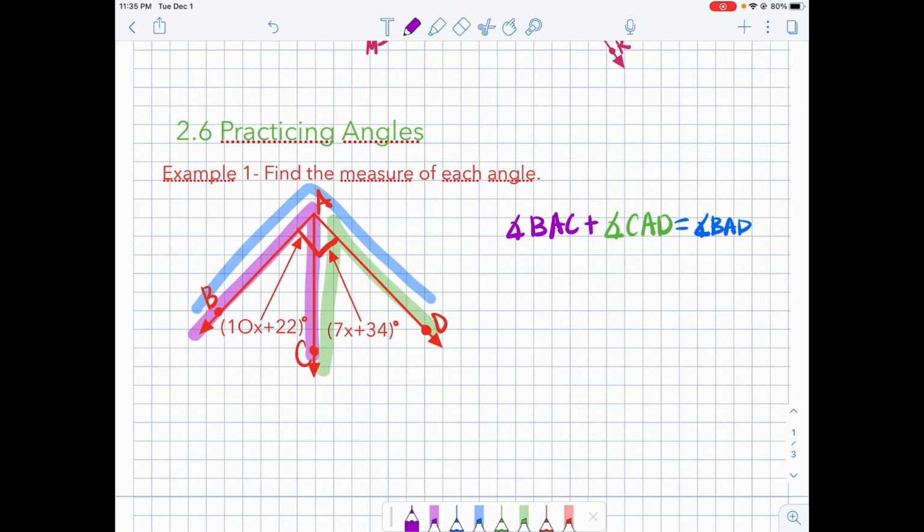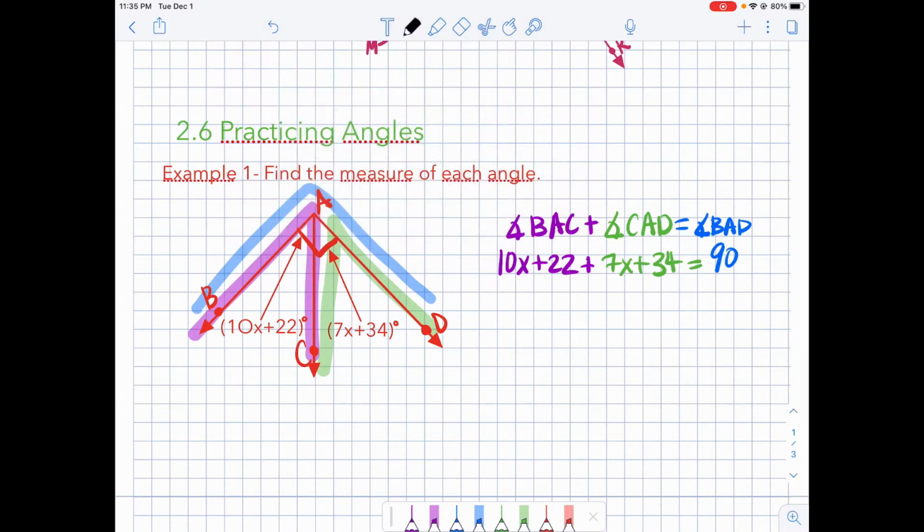All right, I believe that gave you enough time to do the problem, so let's begin. You should get 10x plus 22 plus 7x plus 34 is equal to, once again, we talked about this situation here. This box represents a right angle, and we know that a right angle is equal to 90 degrees. So angle BAD is equal to 90 degrees. At this point, we're just going to solve from there.